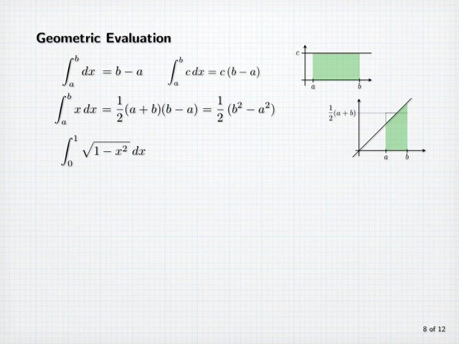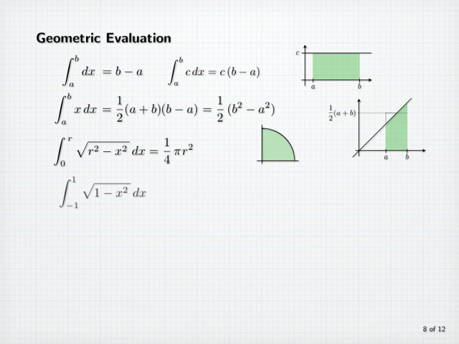The integral from 0 to 1 of the square root of 1 minus x squared dx. The graph of y equals the square root of 1 minus x squared is the part of the unit circle in the first quadrant, and so the area under the graph here is just 1/4 of the area of the full circle, and so we get 1/4 pi. More generally, if we have the integral from 0 to r of the square root of r squared minus x squared, then we're dealing with a quarter circle with radius r, and so the integral is 1/4 of pi r squared.